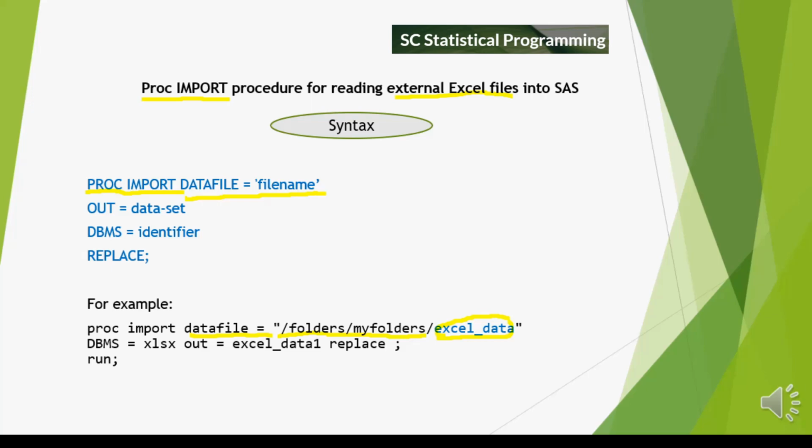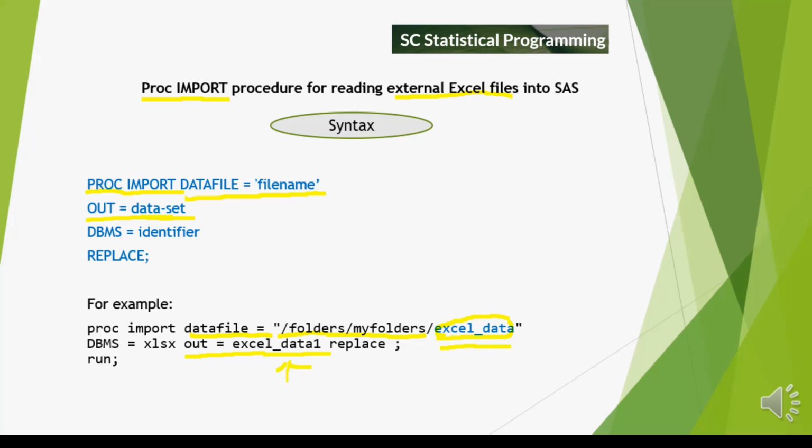And then the second option is out equals dataset. The dataset is the name of the SAS dataset we want to create from reading in the external data file. So let's look at the example code for this statement, out equals Excel_data1. This Excel_data1 will be the SAS dataset we're going to create from reading in this external Excel data file, okay?